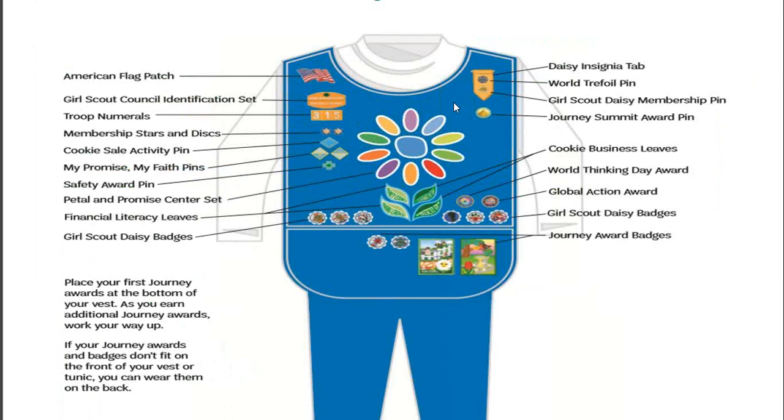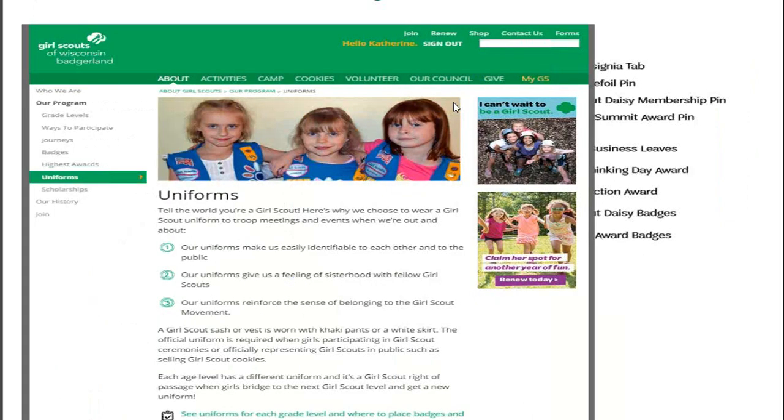First, I'm going to show you actually where to go to get uniform diagrams. There's the one that I provided for you, and if you go to our website, gsbadgerland.org, and basically if you have a question, you're almost always going to gsbadgerland.org. Under our program and uniforms, there's an option to click here, and that's going to take you to all the uniform diagrams. Okay, just want to get that in there so I didn't forget.